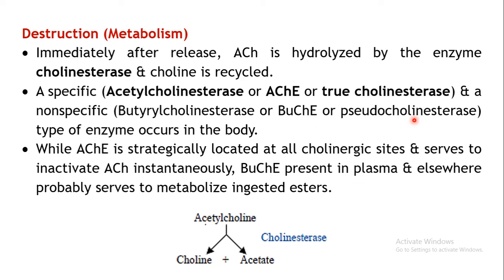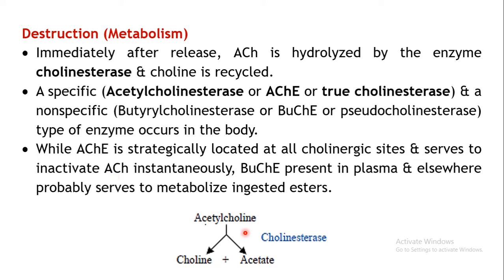So as the name implies, it is not meant specifically for the metabolism of ACH, but it can metabolize the other types of esters in the body which may enter or which may be ingested. So mainly this butyryl cholinesterase, which is found in the plasma or in the other sites, serves for the metabolism of the ingested esters, whereas the acetylcholinesterase is the enzyme specifically involved in the inactivation of the acetylcholine.